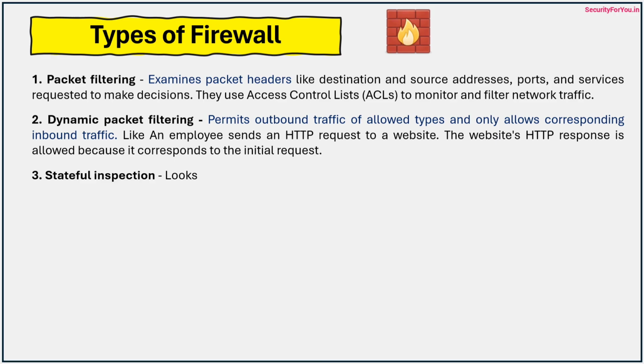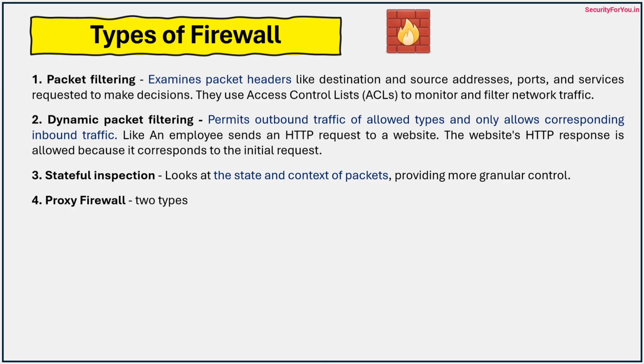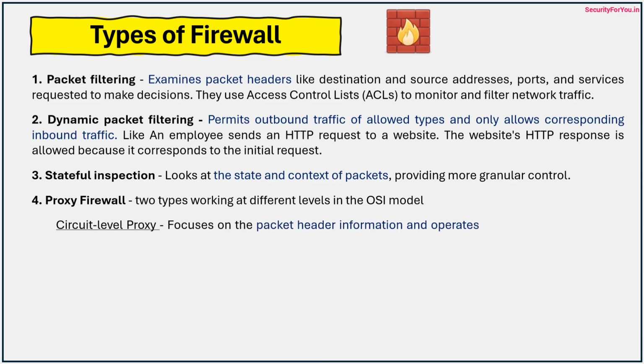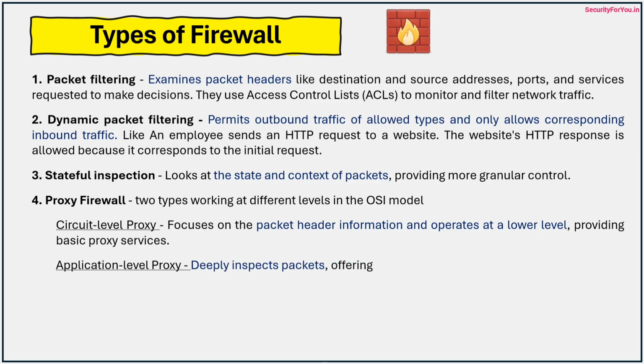Stateful inspection looks at the state and context of packets, providing more granular control, and keeps track of each conversation using a state table. There are two types of proxy firewalls working at different levels in the OSI model. First is circuit level proxy, which focuses on packet header information and operates at the lower level, providing basic proxy services, and provides a less detailed level of control than application level proxy, which deeply inspects packets.